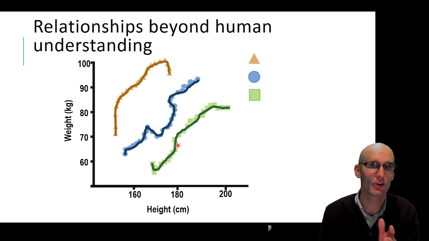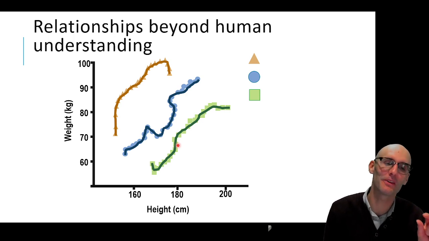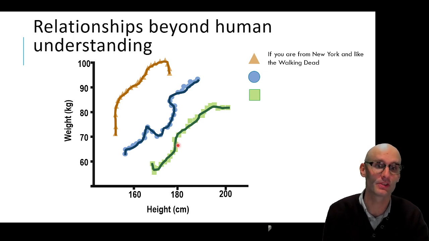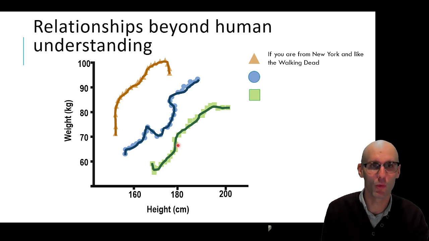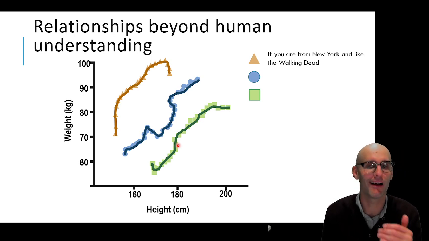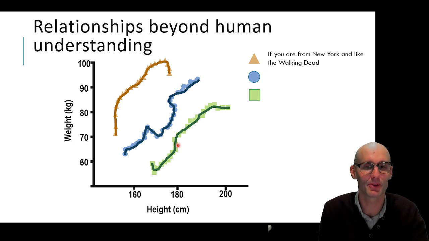So see these 3 groups. It's no exaggeration. Maybe it's a little bit of an exaggeration, but not too much of an exaggeration. Perhaps AI found these groups to be, if you are from New York and like the show Walking Dead, then you have a specific niche relationship between height and weight. Something a human couldn't understand, but AI has figured out actually there is something to this. That there is this niche of people that are from New York who like the Walking Dead that have a unique relationship between height and weight.